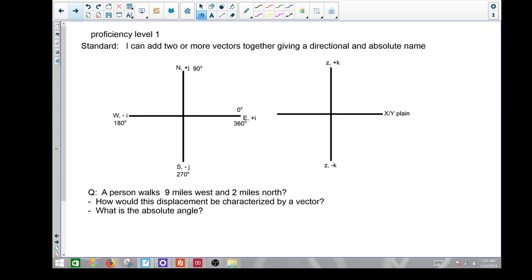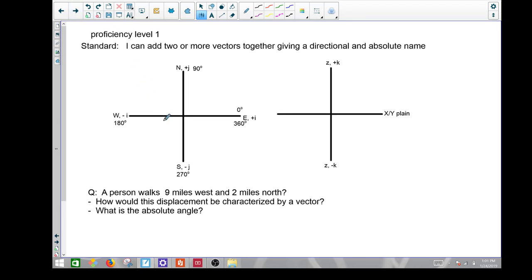A little different question. A person walks 9 miles west and 2 miles north. This is what we consider a baseline level 1 problem. Let's walk through how we would do this problem and learn a little about adding vectors. The only difference between this problem and the previous one is that the vectors are not directly in line, so we have to do a little math.